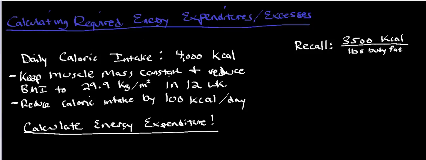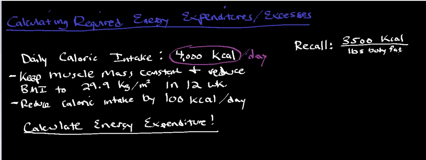This person's daily caloric intake on average has been 4,000 calories. They did a dietary recall, 4,000 kilocalories per day, on average. What we want to do is keep all the muscle mass constant and reduce the BMI of the person to 29.9 kilograms per meter squared in 12 weeks.